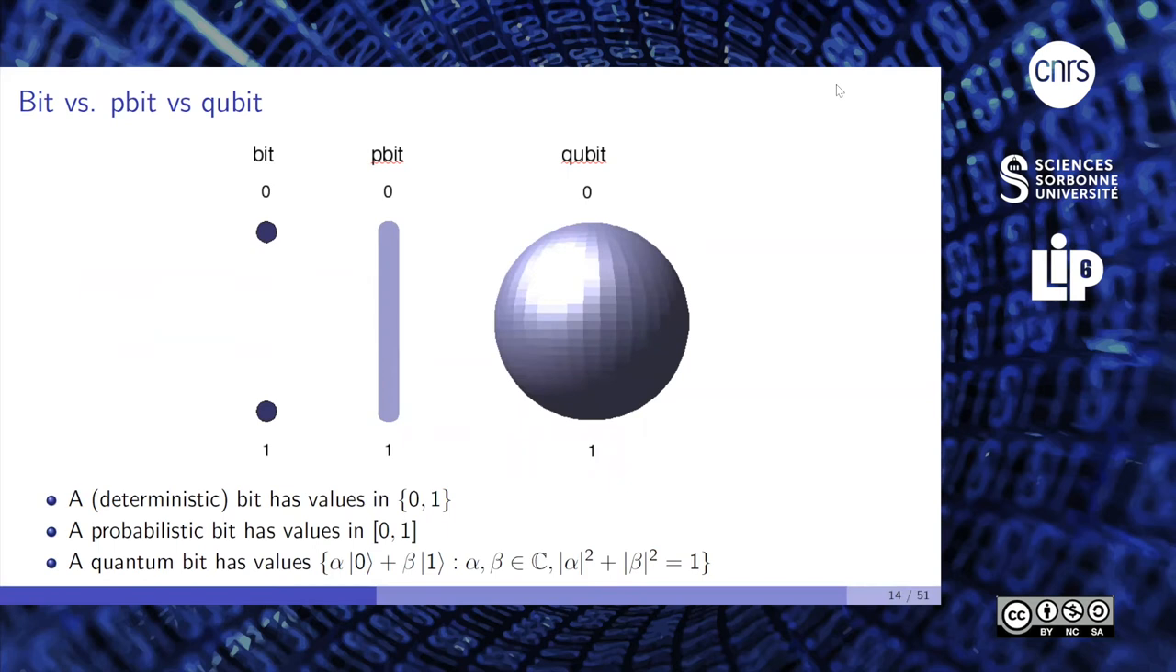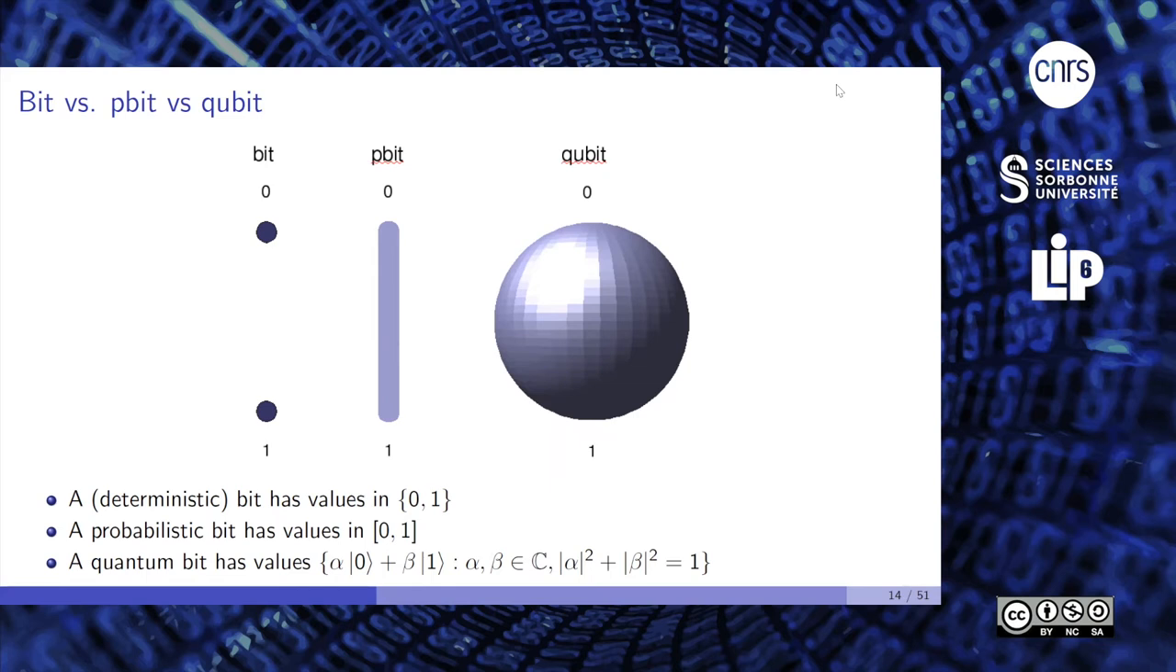Just to compare with other things that you have seen before. A bit you can see as having a discrete value zero or a discrete value one. With a probabilistic bit, you have zero, let's say, with probability p and one with probability one minus p, so you can see this as a line between zero and one. What's the probability that you have zero and what's the probability that you have one? And this is a line. But going to qubits, first of all, you have two dimensions because of this two-dimensional Hilbert space. On top of that, you have complex numbers, which gives us a third dimension. So this gives a sphere of all possible values that you have in a qubit. We gain this extra dimension with qubits.